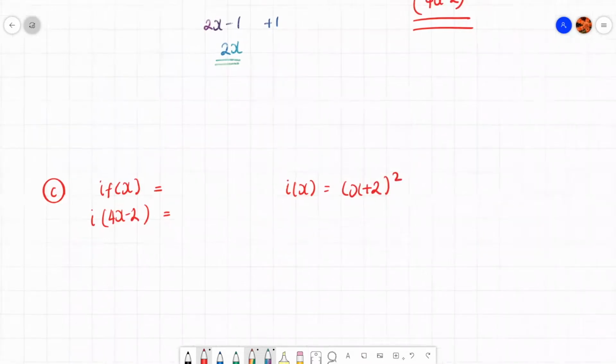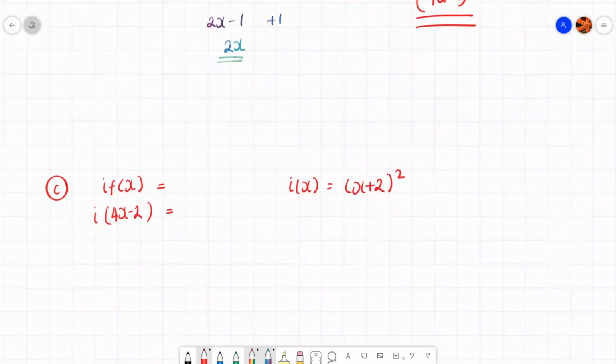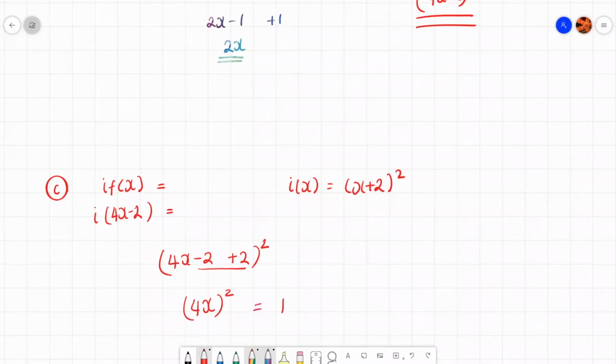So where I've got x, I've got to add 2 to it, and then I've got to square it. Well, x is going to be 4x minus 2. I've got to add 2 to it, and then I've got to square it. Well, let's sort this bit out. Minus 2 add 2 is nothing. So I've just got 4x all squared. And I can simplify that actually, because 4 squared is 16. So that becomes 16x squared.